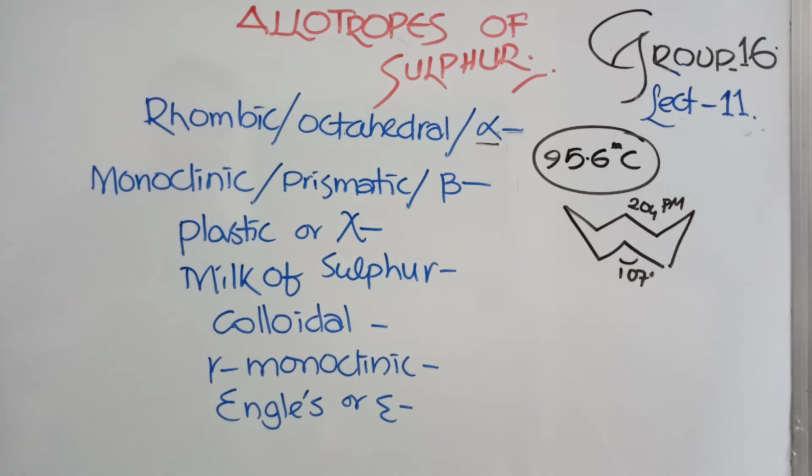The second one is monoclinic, or prismatic, or beta sulfur. It is yellow in color in general. As I told you, when the temperature increases above 95.6 degrees Celsius, the monoclinic form is more stable. That temperature is called the transition temperature. Solubility points are also there, like whether it is soluble in carbon disulfide or not. Monoclinic sulfur is soluble in carbon disulfide, whereas rhombic sulfur is not.